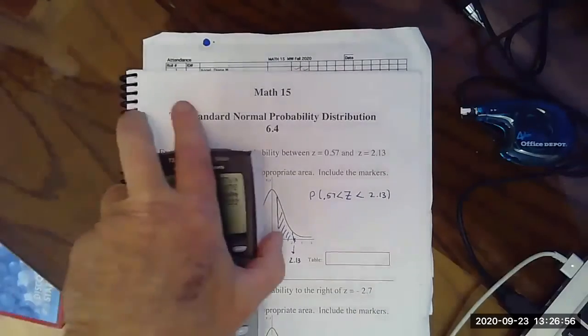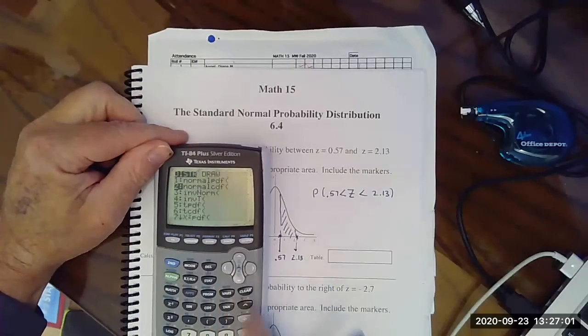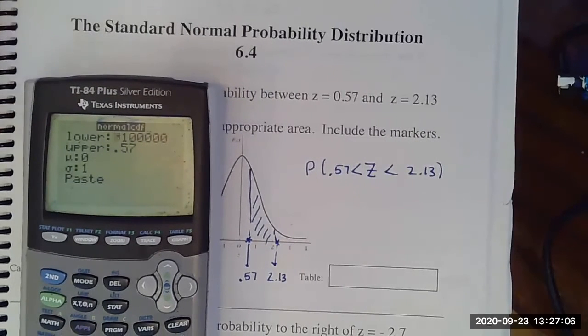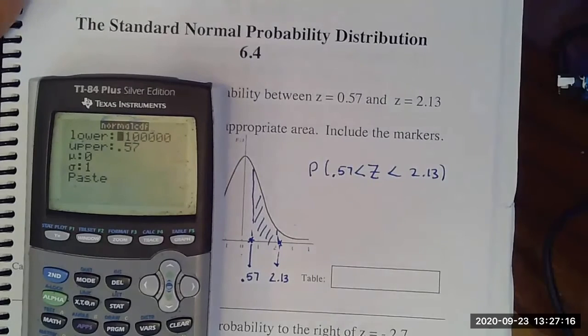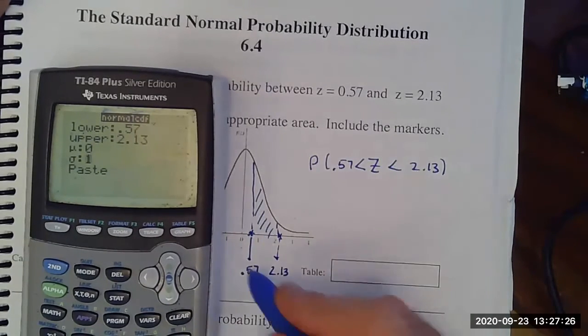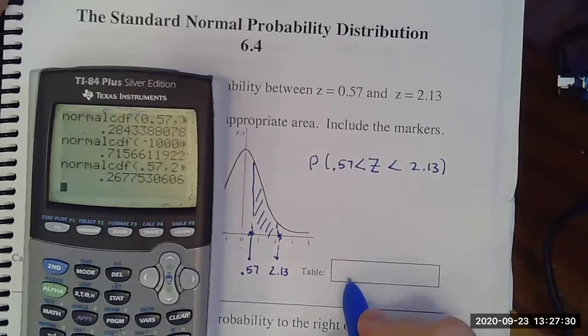And then what you can do is you'll do the normal again. Now, what's my lower in this case? Look at the picture. What's the lower? 0.57, right. 0.57. And then the upper, Jan? 2.13. Correct. 2.13. And that stays the same. Mu is right there in the middle. That's 0. Paste, enter. Okay, so not the table.